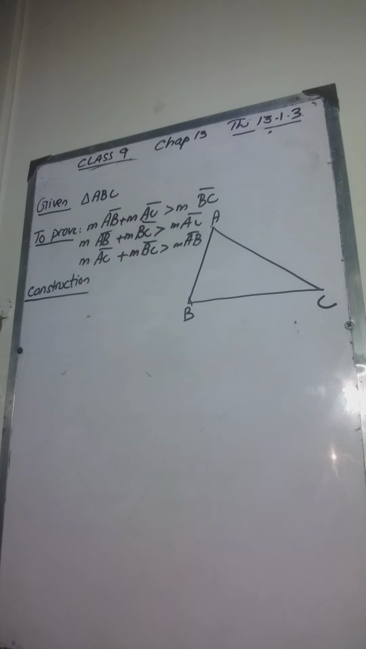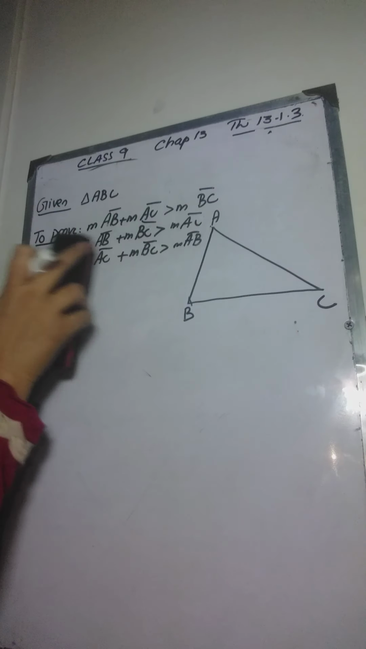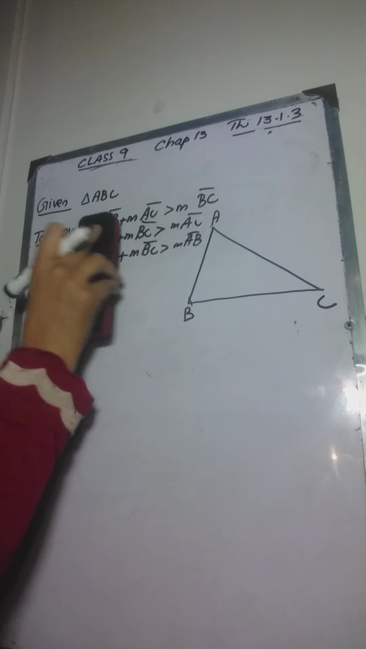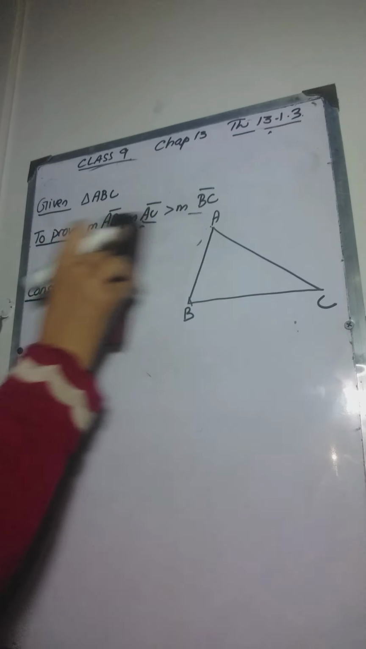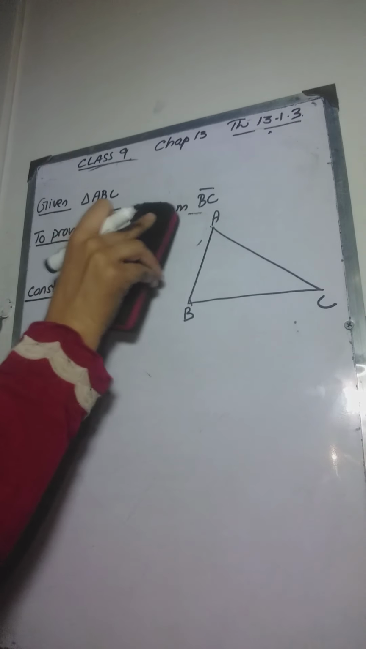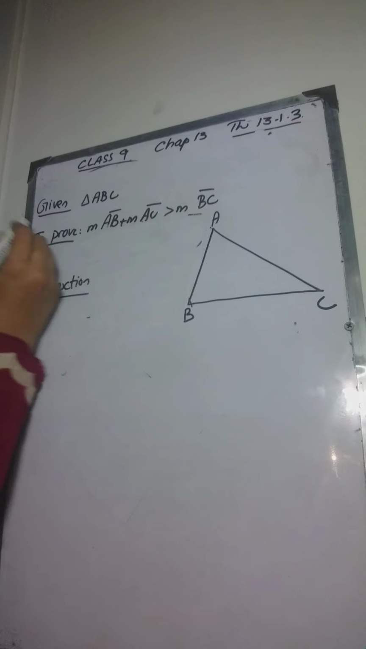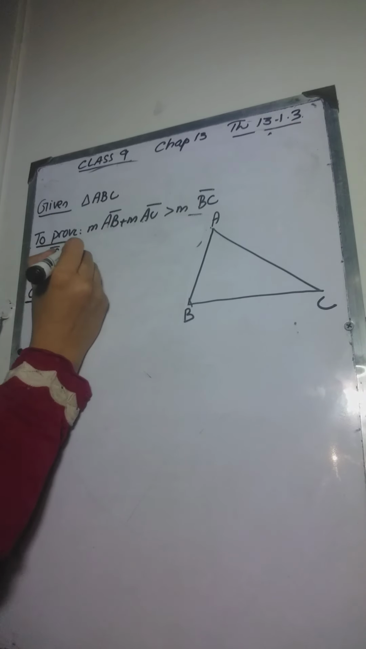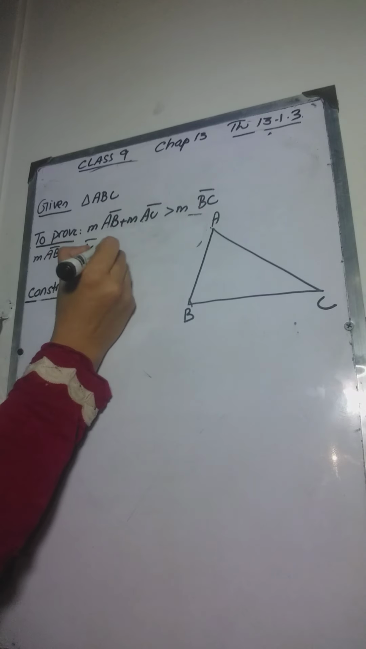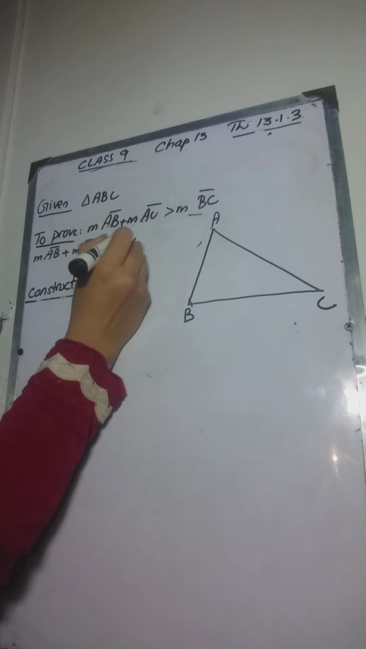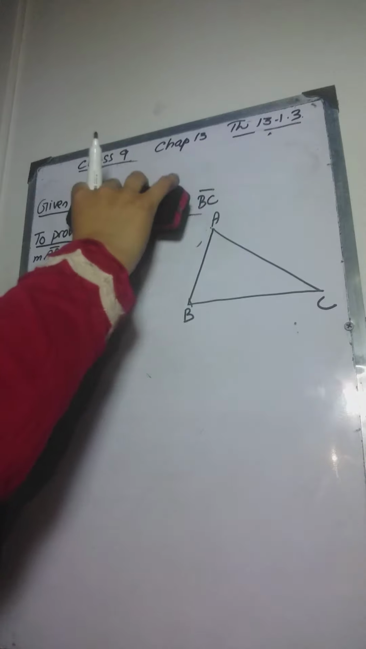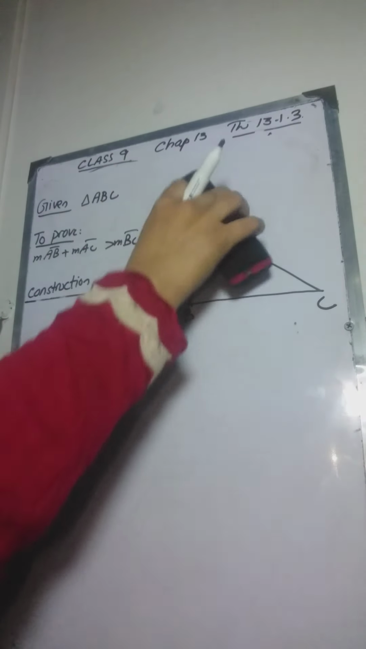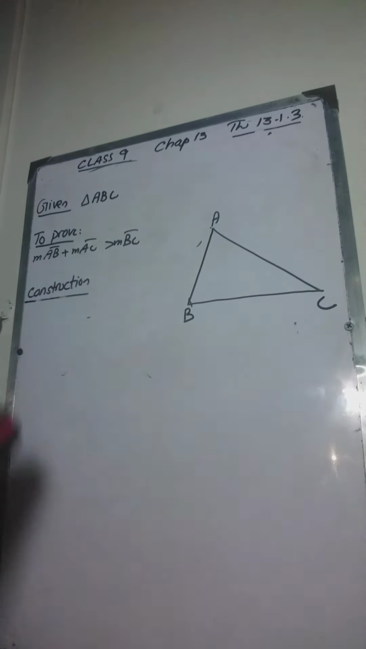I'm going to prove the first statement, and we don't need to prove the other two statements. We will go for the first statement only, because that will be enough to prove this theorem: the measurement of AB plus the measurement of AC is greater than the measurement of BC. For that we will be needing some construction.